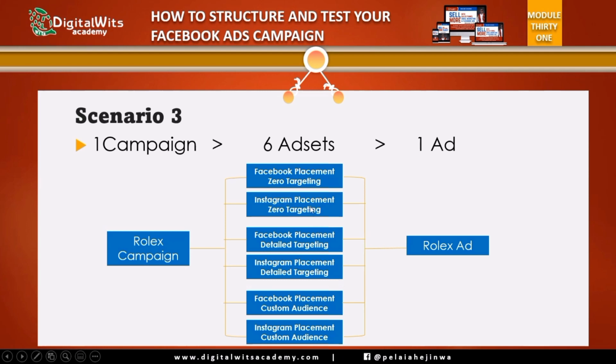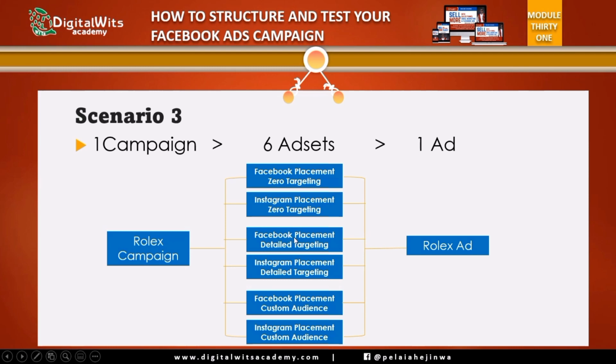Now you have an ad set that is targeting people who are on Facebook, and you are using what we call zero targeting. You don't do any detailed targeting. You don't tell Facebook to check for people who are interested in this or that. That's what you call zero targeting here. Now you have the same zero targeting, but this time for people who are on Instagram.